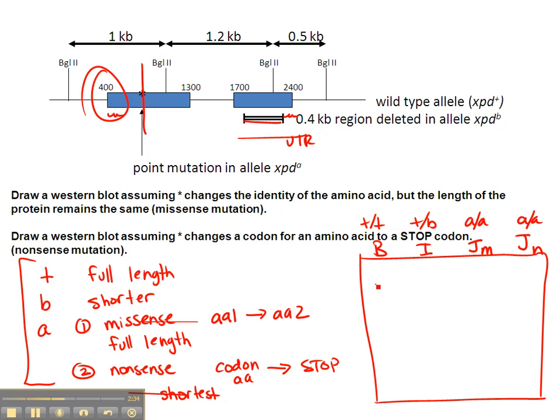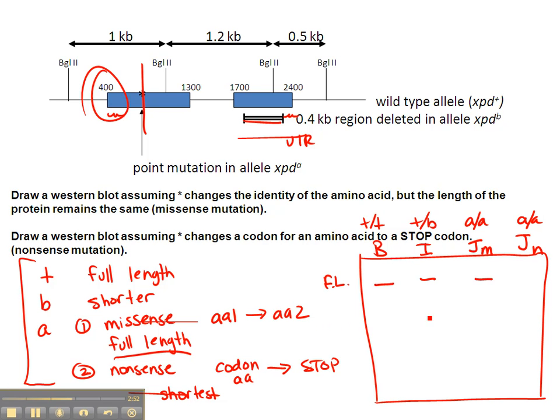So the longest protein is going to be present in Bob. This is our full-length protein. That would also be present in Irene because she's heterozygous. And we would also see a band at that point in Jim if it's a missense mutation, since the missense mutation maintains a full-length protein.